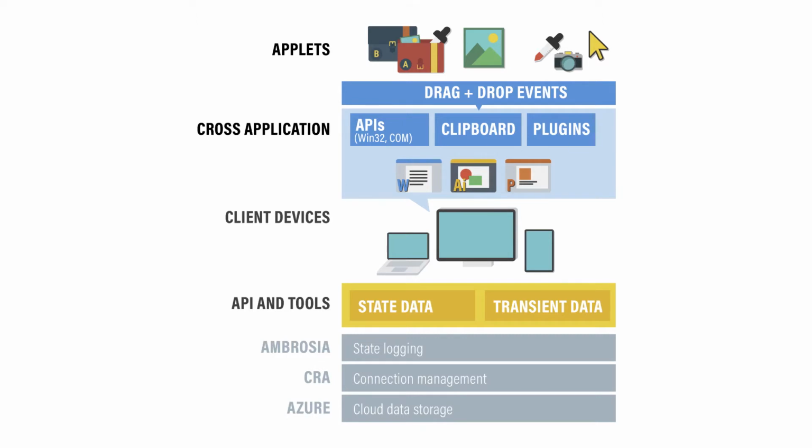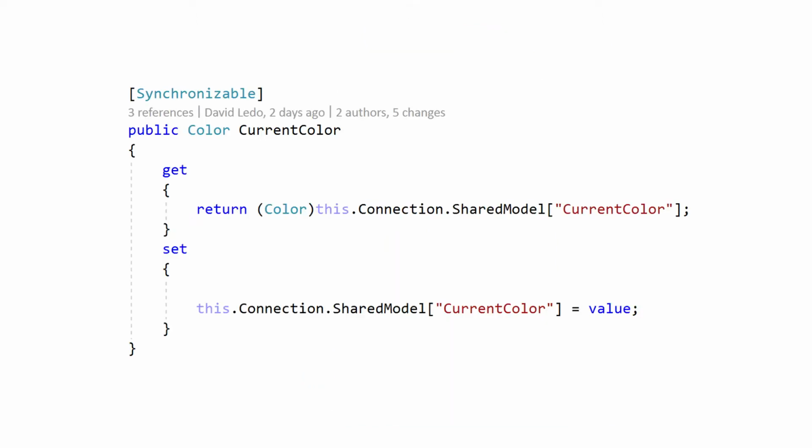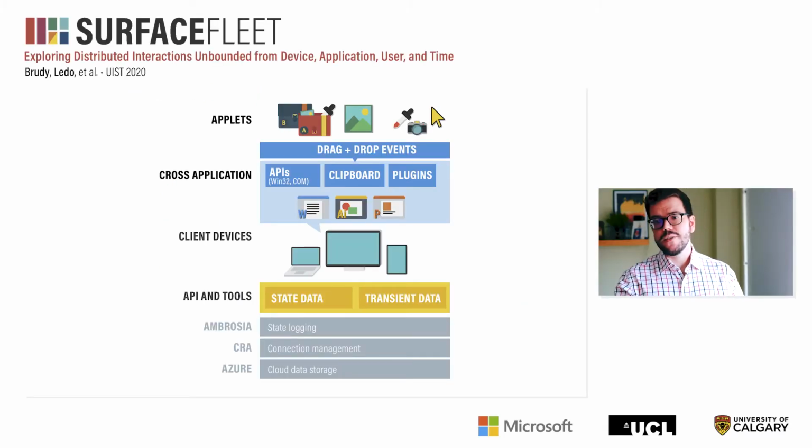In terms of code, it can be as simple as tagging a property as synchronizable to make it shared across different devices. Our toolkit enables 2 ways of synchronizing data. The first one is through a state model, which preserves the data in a persistent manner and synchronizes it across multiple devices.